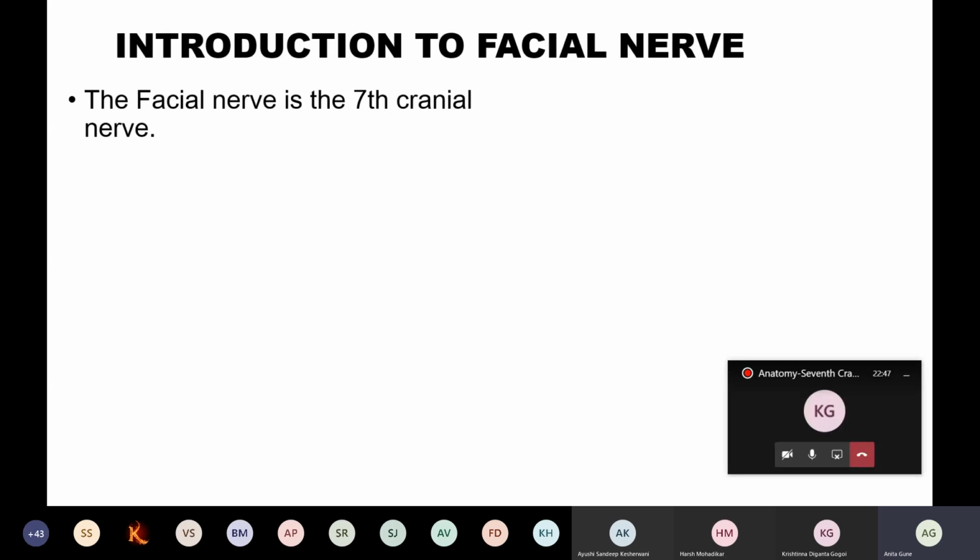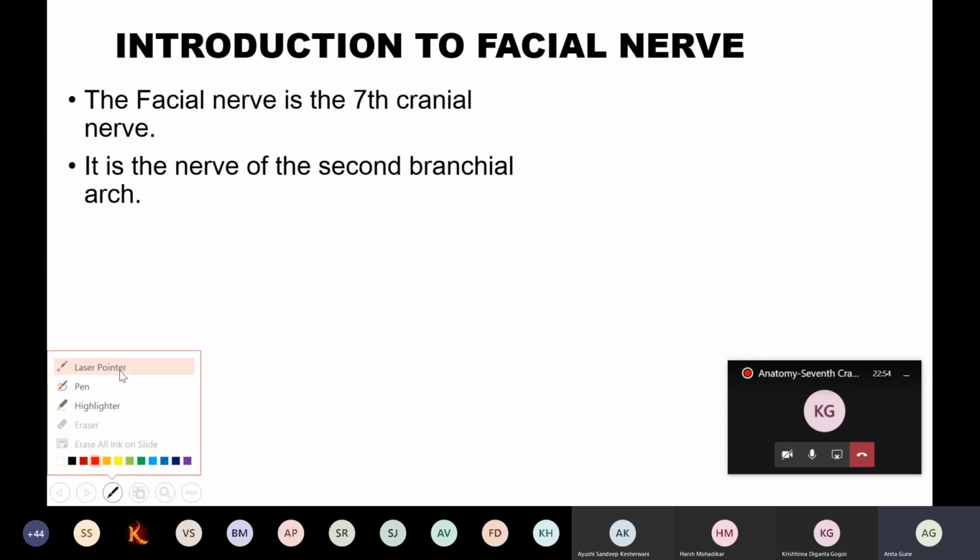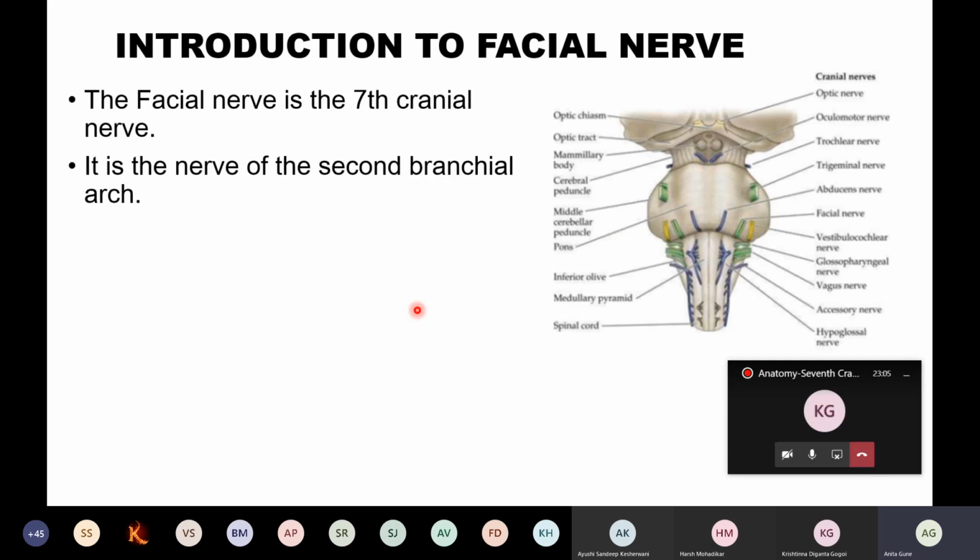Remember the previous lecture, it is a mixed cranial nerve and it belongs to the nerve to the second arch. So it has the branchiomotor component as it supplies the muscles of facial expression, muscles of face. This is the facial nerve which arises between this is pons, this is medulla. So the junction of the pons just above the olive, you can see this. This is the facial nerve.